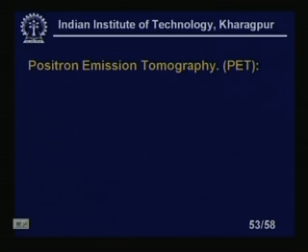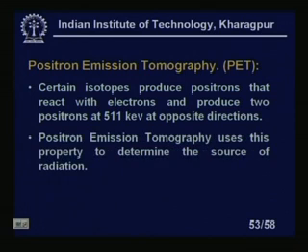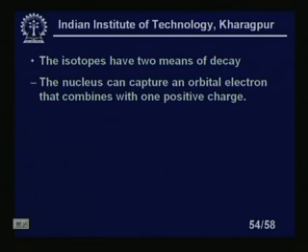Now, positron emission tomography is slightly different. Certain isotopes produce a positron that reacts with electrons and produces two gamma rays at 511 kilo electron volts in opposite directions. Positron emission tomography uses this property to determine the source of radiation. The isotopes have two means of decay. The nucleus can capture an orbital electron that combines with one positive charge. Okay.